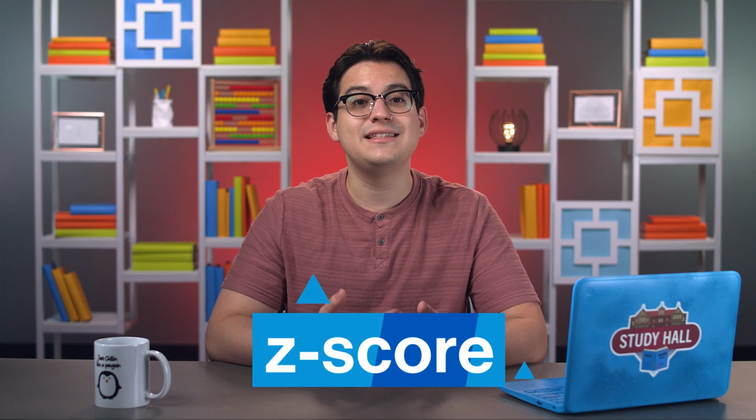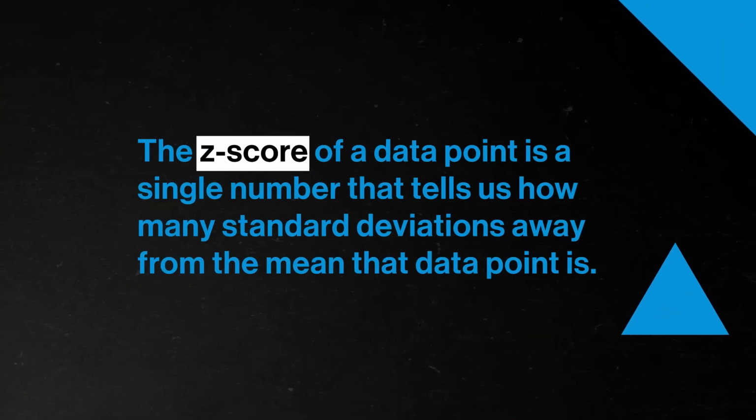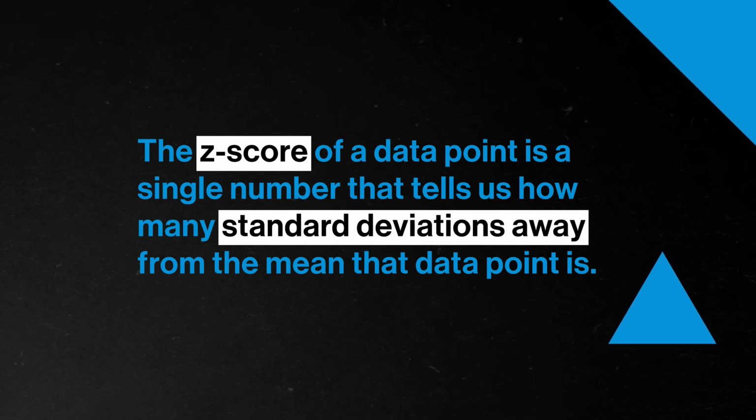And to see the different probabilities of where confetti will land, we're going to introduce a tool called a z-score. Basically, the z-score of a data point is a single number that tells us how many standard deviations away from the mean that data point is. Since the z-score tells us about the standard deviation, as we just saw with the empirical rule, we can then use it to find the probability a data point would fall in a particular area under the bell curve.